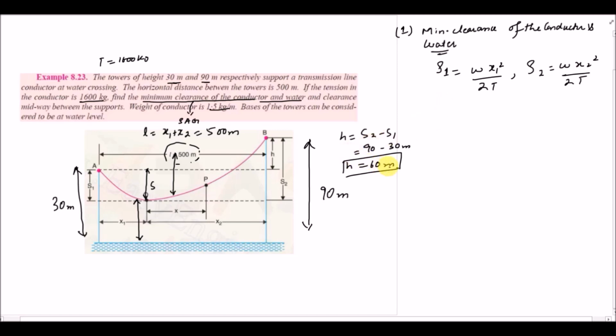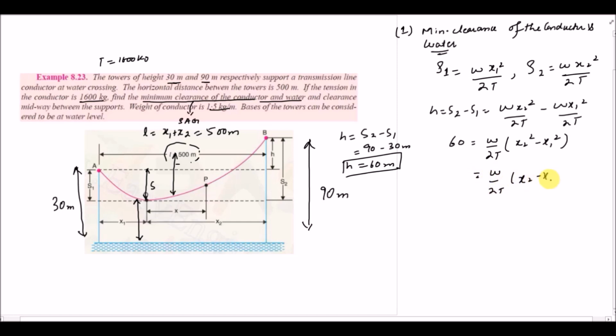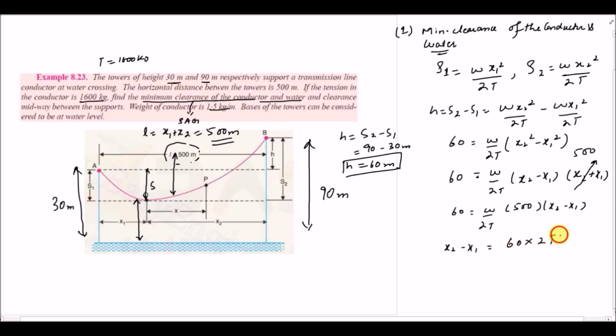Now we already know h is equal to 60 meter, and h is equal to s2 minus s1, which is equal to W x2 square over 2T minus W x1 square over 2T, and this value is equal to 60. So W over 2T (x2 square minus x1 square) is W over 2T (x2 minus x1)(x2 plus x1) equal to 60, and x2 plus x1 is actually equal to 500 meter. So it will become 60 is equal to W over 2T into 500 (x2 minus x1), and after solving it will become x2 minus x1 is equal to 60 into 2T over W into 500, right?